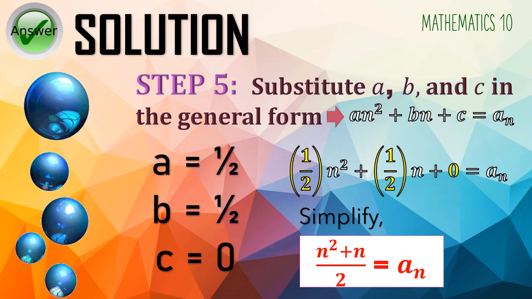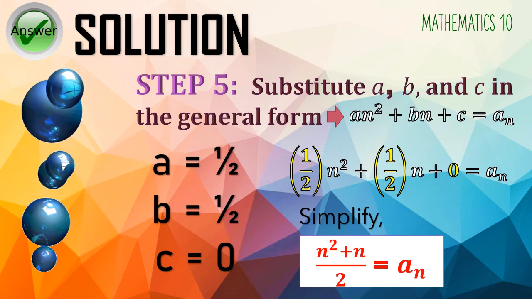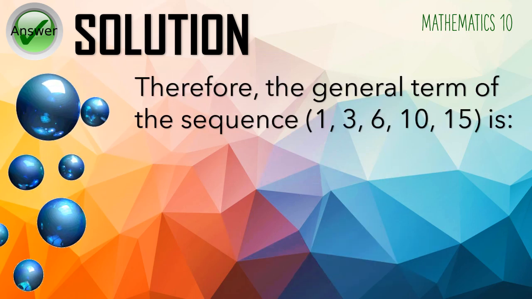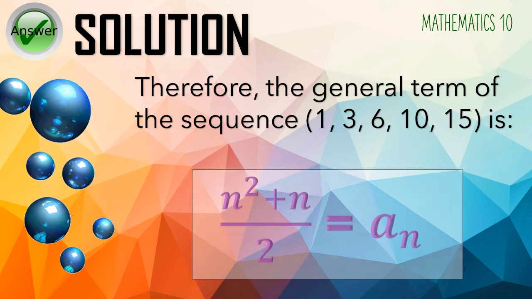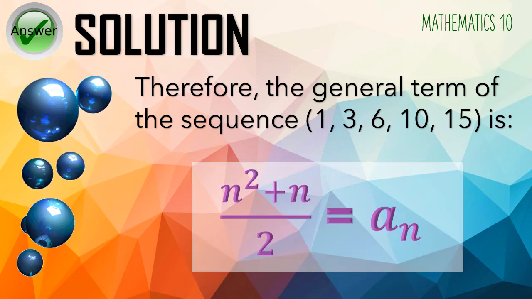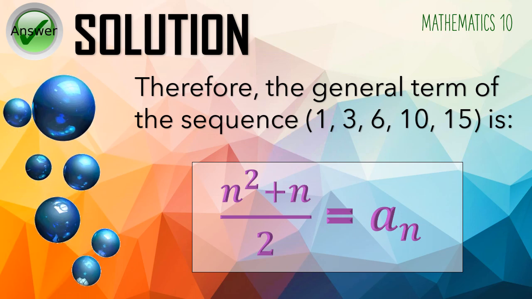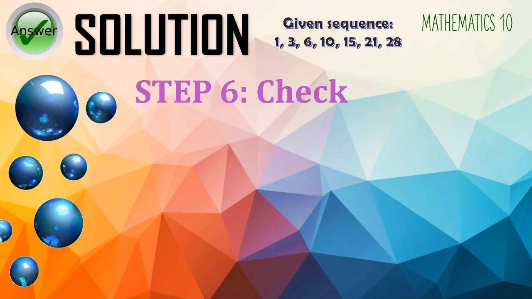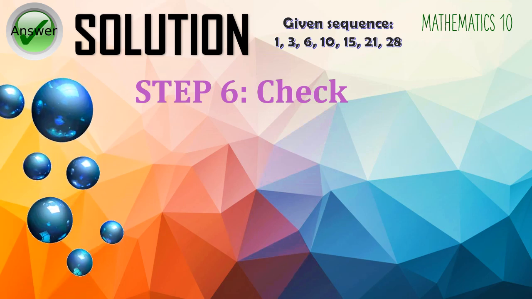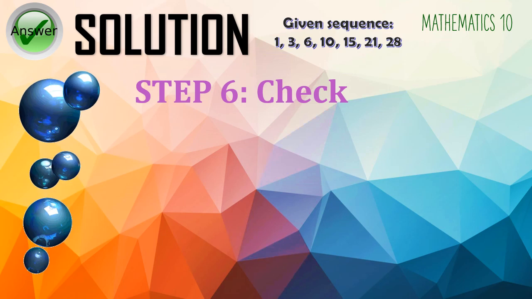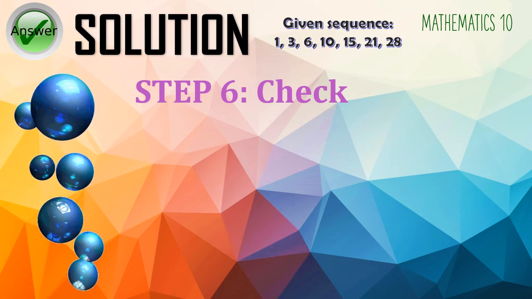n squared plus n all over 2 equals a sub n. Therefore, the general term for our sequence will be n squared plus n all over 2 equals a sub n. Okay, for checking, let us just use the general formula that we've got to check if it corresponds to each term of the given sequence.